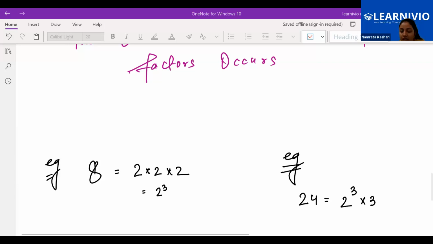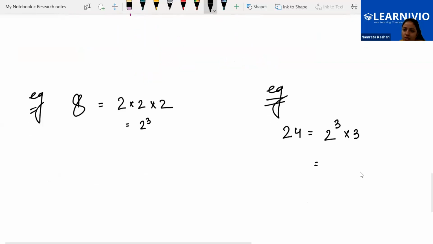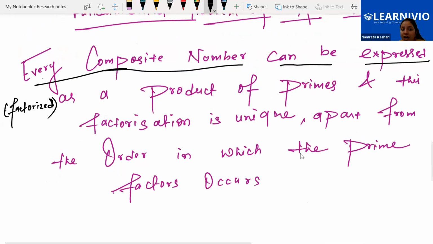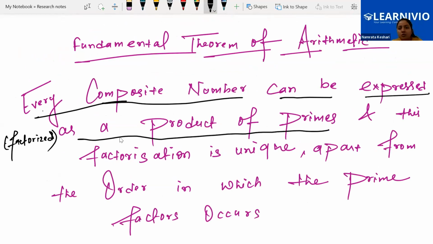So when we have factorized this 24, we got 2 raised to the power 3 into 3, or we can also say we got 2 into 2 into 2 into 3. So what does the statement say, till where we have underlined it? Every composite number can be expressed as a product of primes. Yes, we agree with that. We have taken 2 examples and we have checked. So from here we can conclude that yes, a composite number can be expressed as a product of primes.